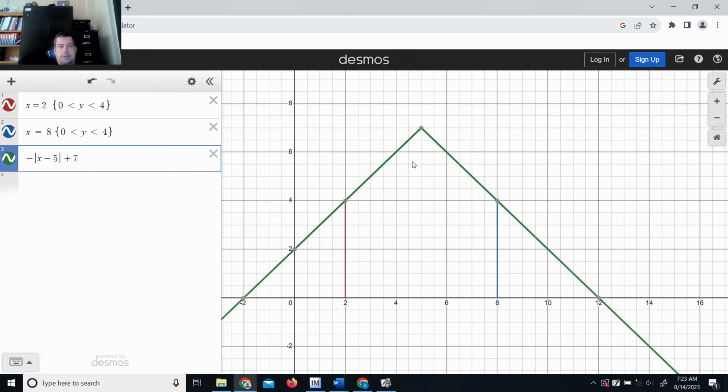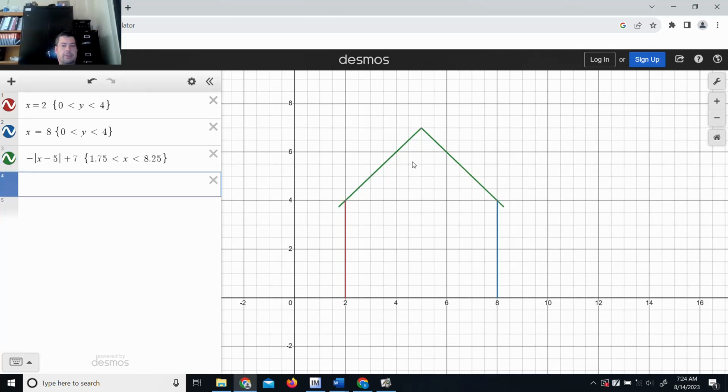And then what I'll do is I'll restrict the x values. Let's see, I only want x values between 2 and, actually let's make it a little bigger. You know, houses have eaves. 1.75 less than x less than 8.25. And ta-da, I have a house. Let's see here. I'm not going to do 40 equations here. I just don't have time for it.